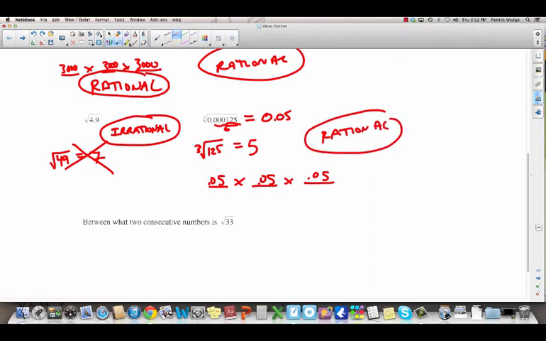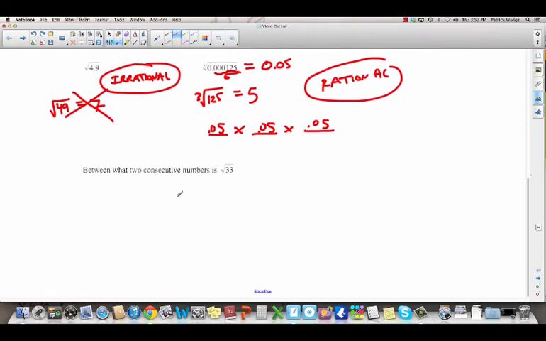Okay, between what 2 consecutive numbers is the square root of 33? Here's where you need to remember that list of numbers. Remember those perfect squares? 1, 4, 9, 16, 25, 36, 49, 64. Why are these numbers so special? Because they're perfect squares, which means it's really easy to figure out what the answer is of the square root of 1 and square root of 4 and square root of 9. These all have perfect whole number answers.